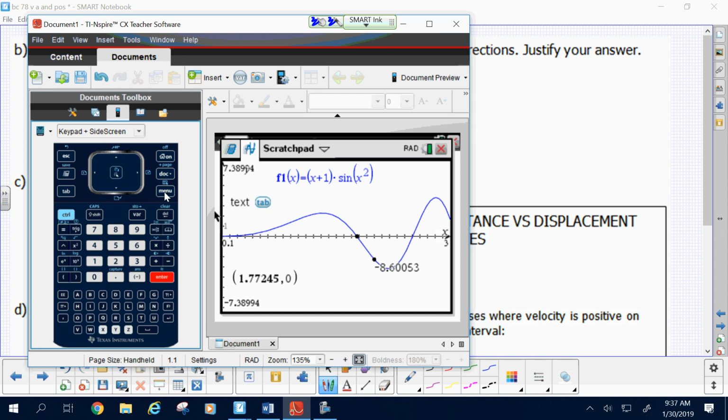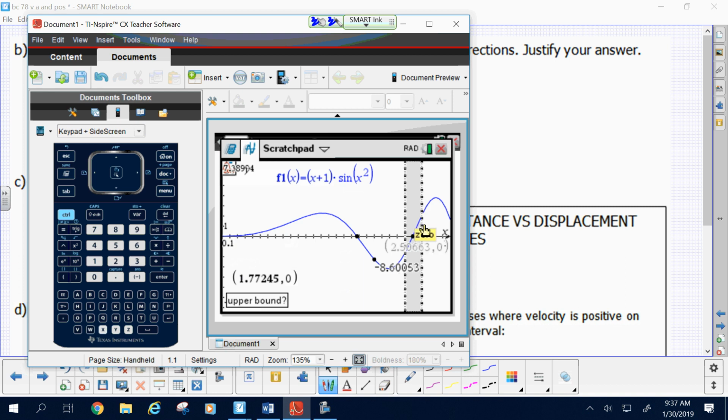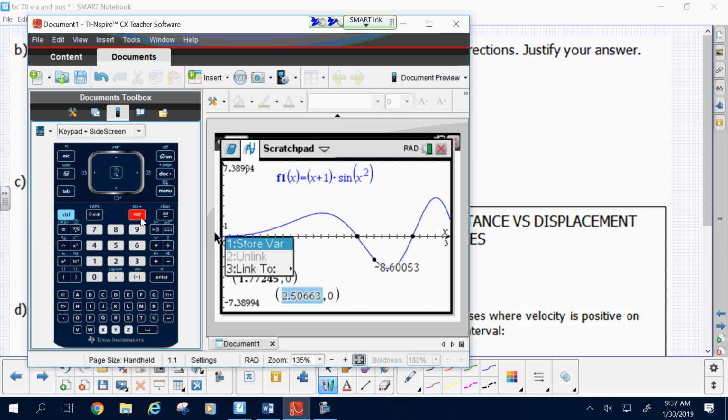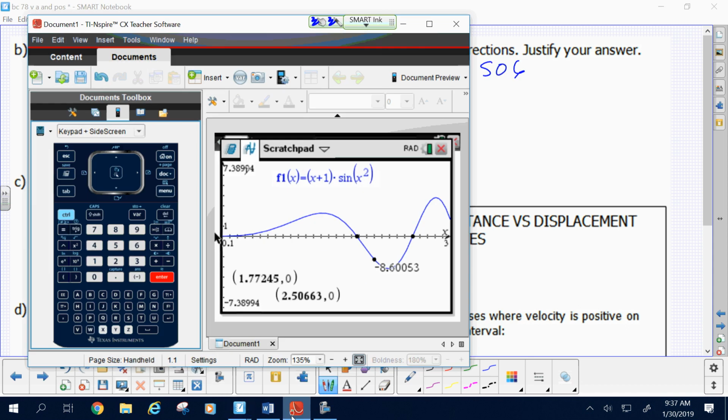1.772, is that what you got for the first? Okay. And store 2.506 to B. Okay, I remind you, report 2 or 3 decimals or more in your work. It doesn't matter if you round or truncate. 1.772, 2.506. Is it 506 or 576?